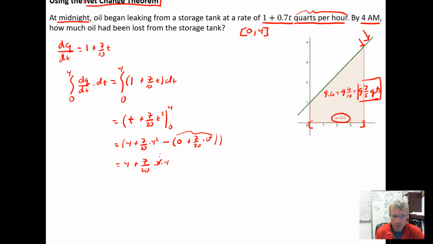So notice that we can do a little canceling right here. 4 goes into 20 5 times. So this is just 4 plus 7 times 1 times 4, which is 28 over 5. And 28 over 5 is just 5 3/5. And then 4 plus 5 is 9, so we get 9 3/5 quarts leaked from the tank over the time interval from 0 to 4, or between midnight and 4 a.m. And that matches with what GeoGebra indicated I should get for the area under the curve.